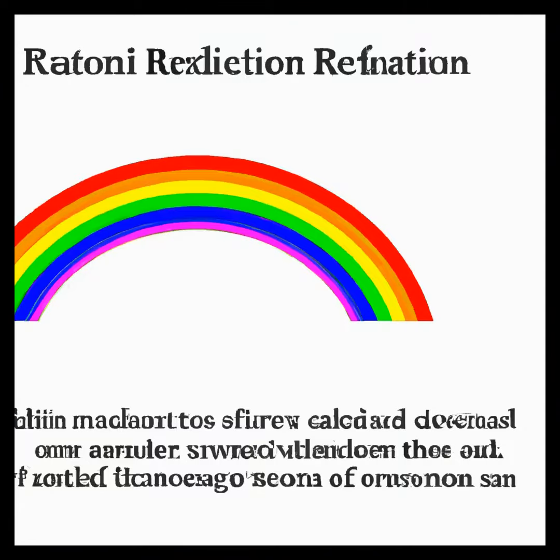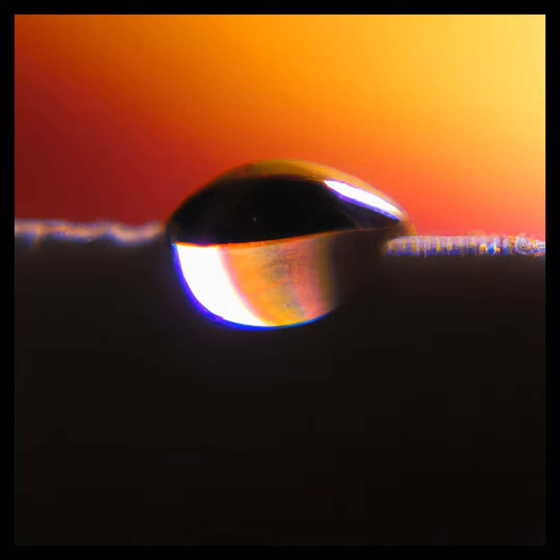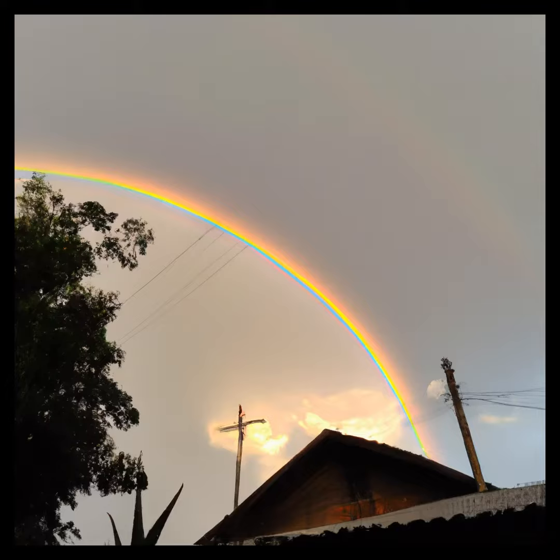Rainbows can also be explained using the concept of interference. When light reflects off the back of a water droplet, it interferes with the light that has passed through the droplet and then refracted out. This interference causes the colors of the rainbow to be more vibrant and distinct.